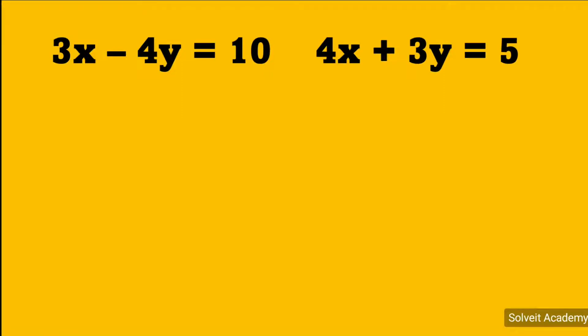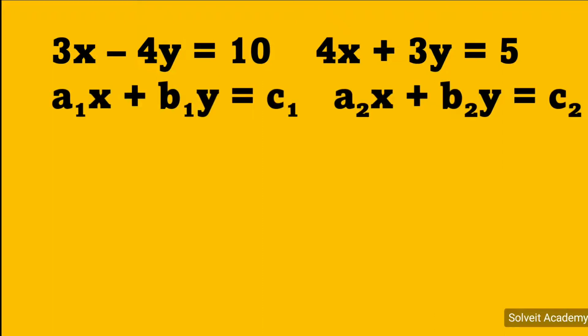We have 3x minus 4y equal to 10 and 4x plus 3y equal to 5. We need to define the values of x and y. In this video, we are following Cramer's rule to define the values of x and y.